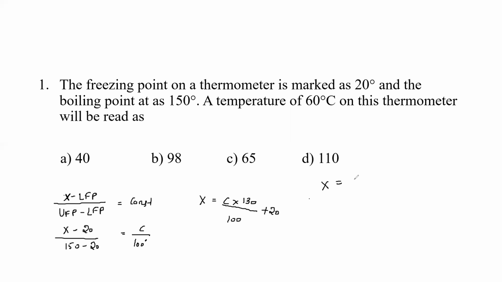a temperature of 60 degrees Celsius they have given. In degrees Celsius, it is 60 into 130 divided by 100 plus 20, which is equal to 98 degrees. So 60 into 130 divided by 100 plus 20 will give us 98 degrees. Therefore, the option is B. Option B is the right option here, 98 degrees.